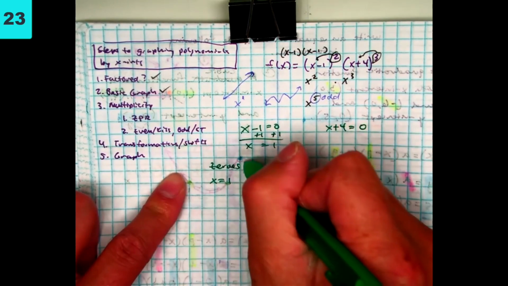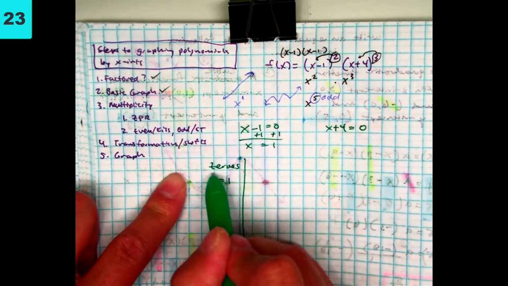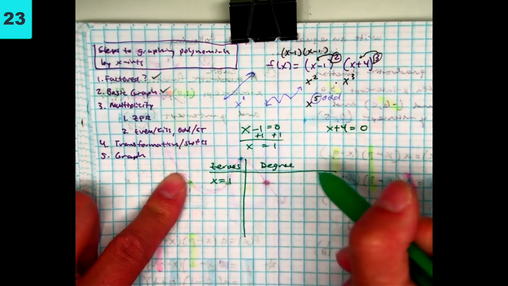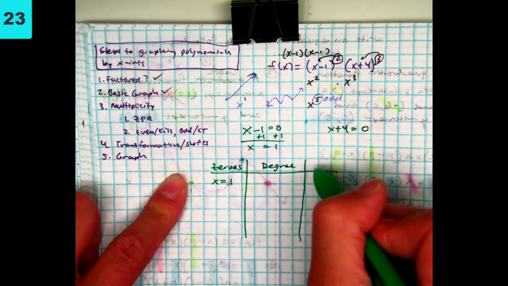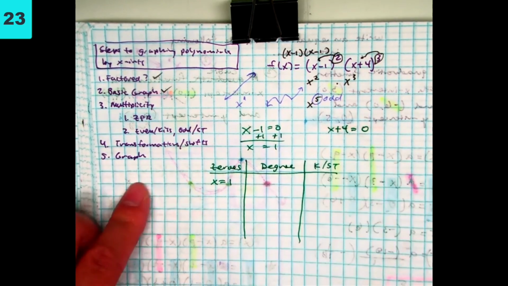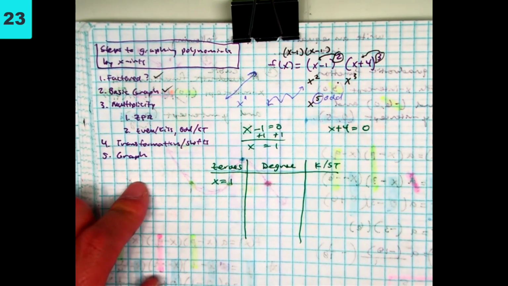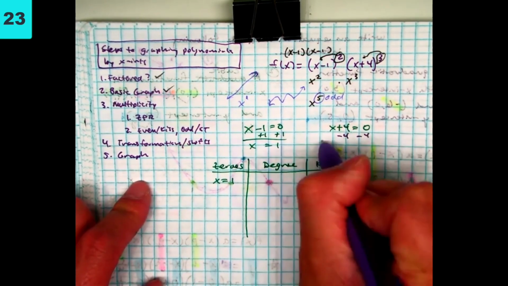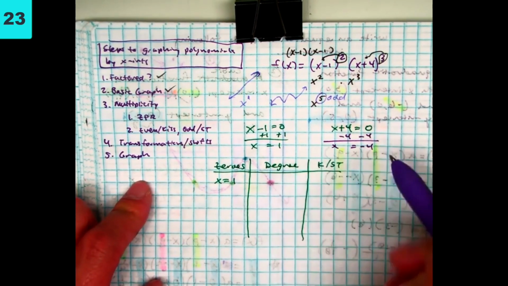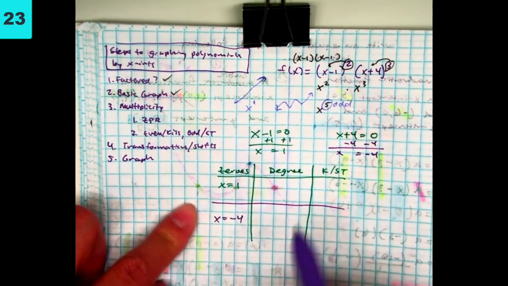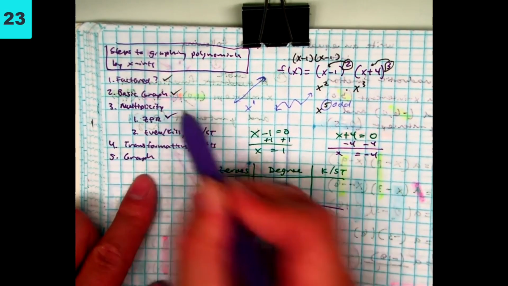Let's make a chart. Let's write the degree. And then we'll write if it kisses or shoots through. Over here, I'm just going to subtract 4. So I have x equals negative 4. Okay, so we've basically done the zero product rule.